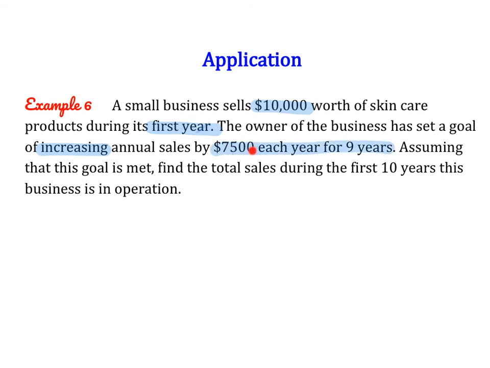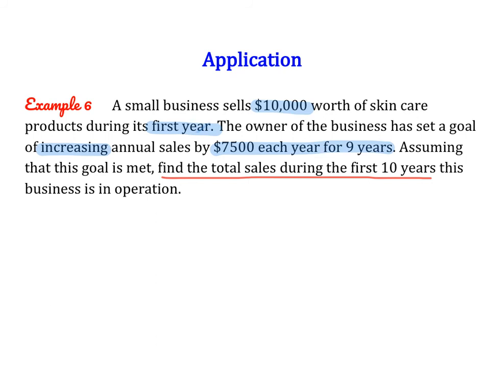So the first thing that's important to recognize is that this is an arithmetic sequence. Each year we are adding the same amount. So that's the first thing to catch. Then they say, assuming that this goal is met, find the total sales during the first 10 years. Now here, it's important to realize that they're actually asking you to find a sum, a 10th partial sum. So I want you to be able to differentiate between the sales during the 10th year alone and the total sales during years 1 through 10. So it's really important to notice they are asking us to find the 10th partial sum.